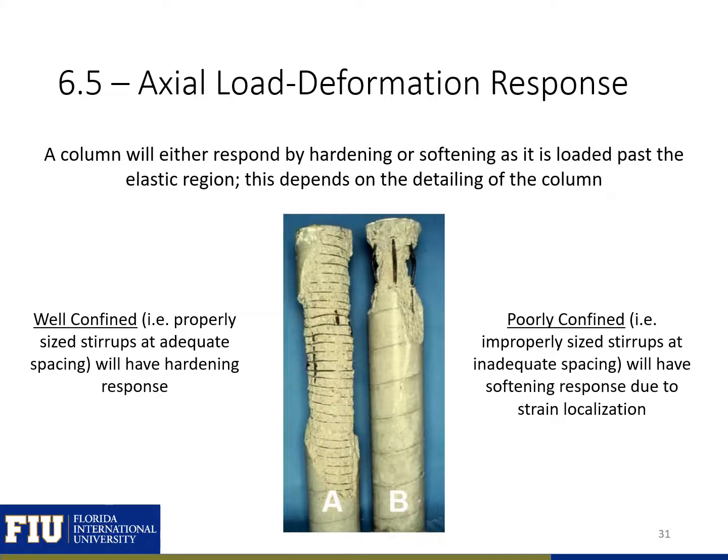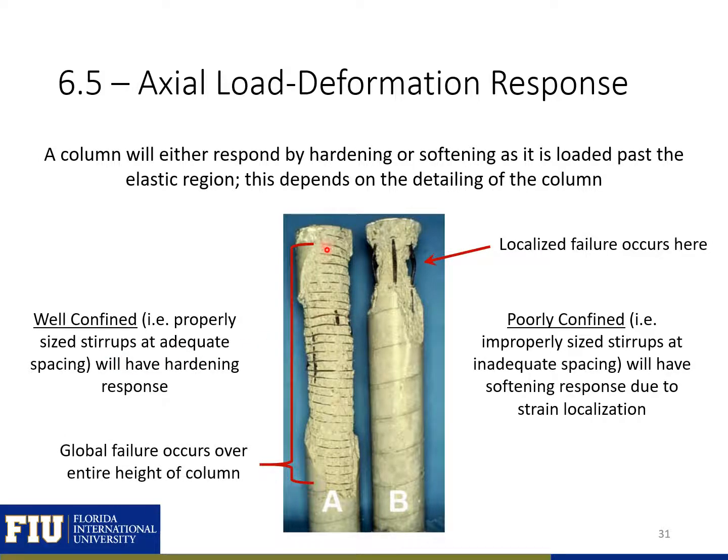Next, we're going to look at the axial load deformation response. We'll talk about it generally, and then we'll actually put together some axial load deformation responses for columns. So a column is either going to respond by hardening or softening as it's loaded past the elastic range. And this depends on the detailing of the column, specifically the spacing of our transverse reinforcement. If we have a well-confined column, in other words, that we have a properly sized stirrup at an adequate spacing, we're going to have a hardening response.